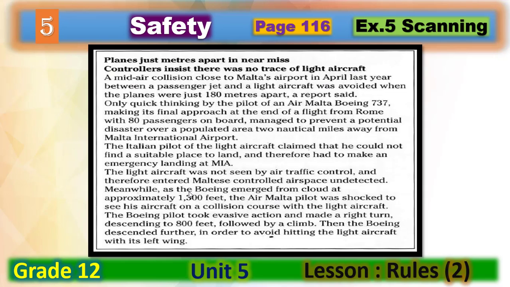Meanwhile, as the Boeing emerged from cloud at approximately 1,300 feet, the Air Malta pilot was shocked to see his aircraft on a collision course with the light aircraft. The Boeing pilot took evasive action and made a right turn, descending to 800 feet, followed by a climb. Then the Boeing descended further in order to avoid hitting the light aircraft with its left wing.